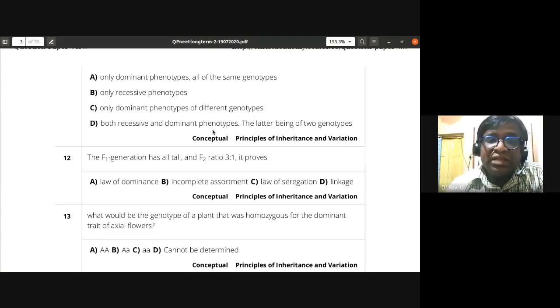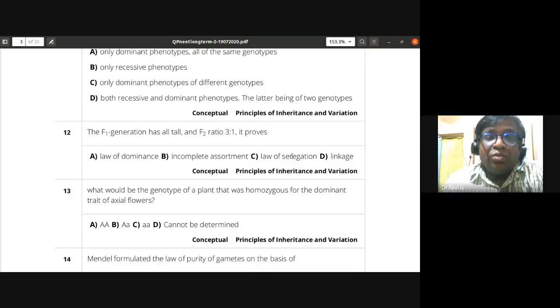So 12th one, the F1 generation has all tall and F2 ratio is 3 is to 1. What does it prove? Does it prove law of dominance, incomplete assortment, law of segregation, or linkage? The answer is C, law of segregation. Law of segregation, we also call it the law of purity of gametes.